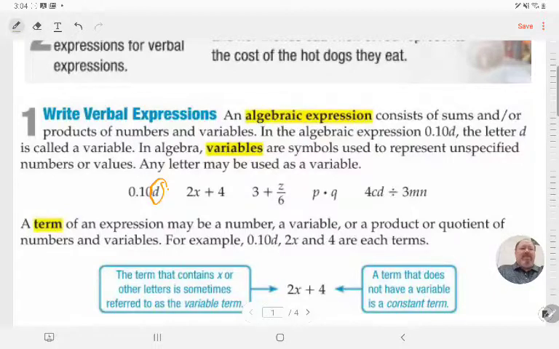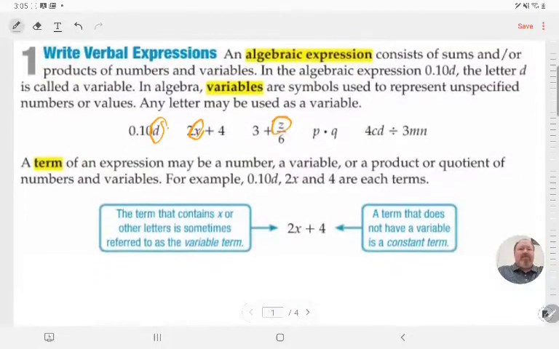Or in some of these other examples, 2x plus 4, the x would be the variable. Or for example, 3 plus z over 6, the z would be the variable. So it just depends, it's a letter, it's the variable, okay?